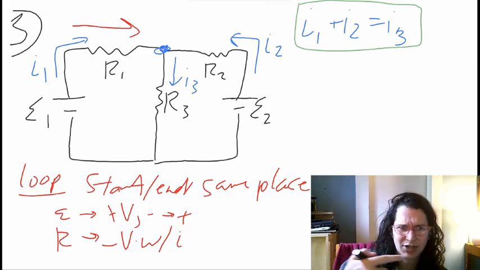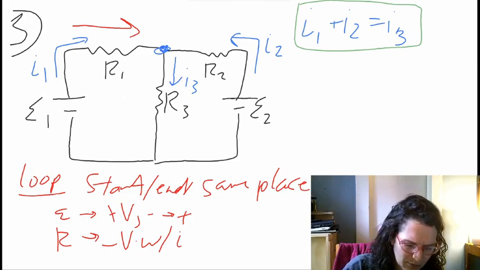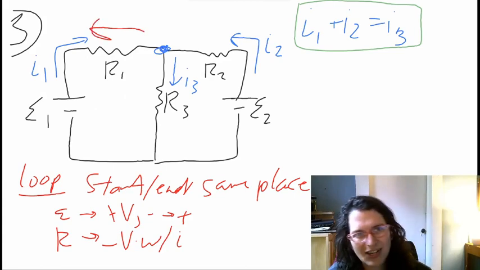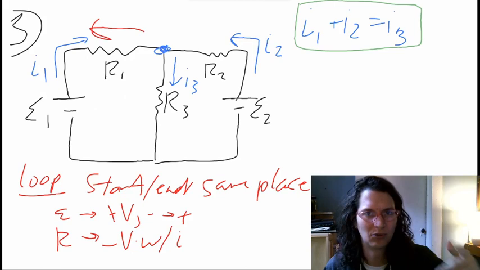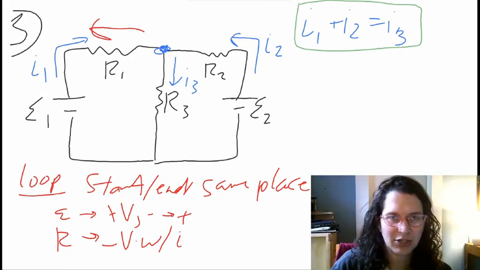If we were to go the other direction, going against our assumed direction for the current, then we would actually have to add the voltage back in. We'd have to add back in I1 R1, just because we're going against the direction of the current.